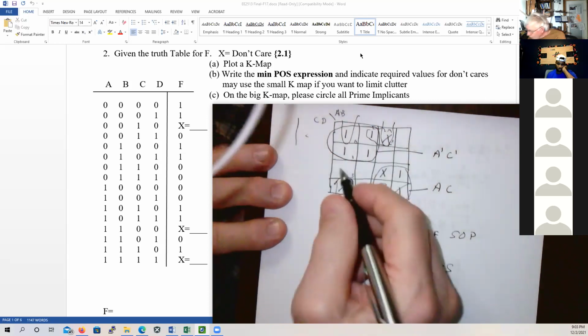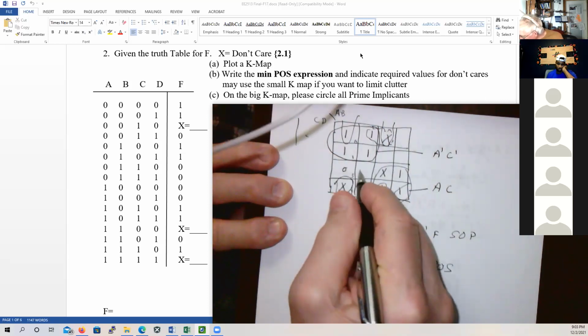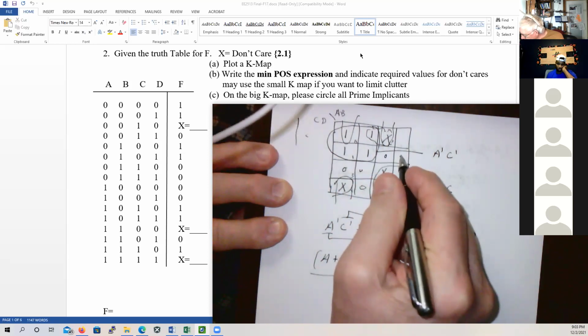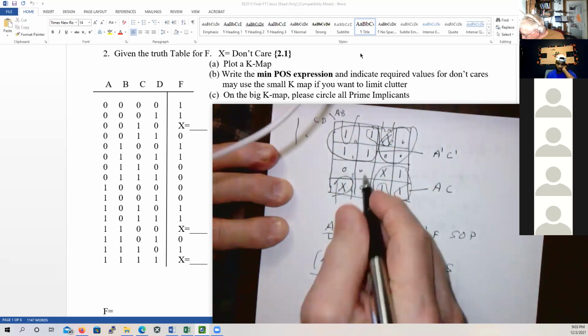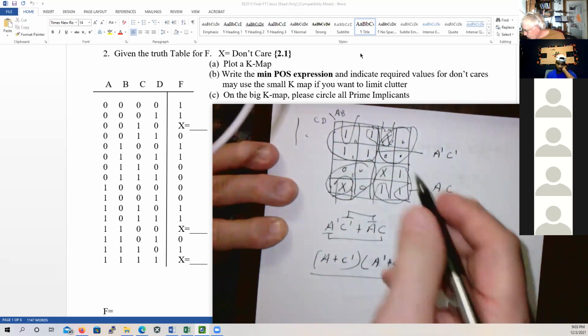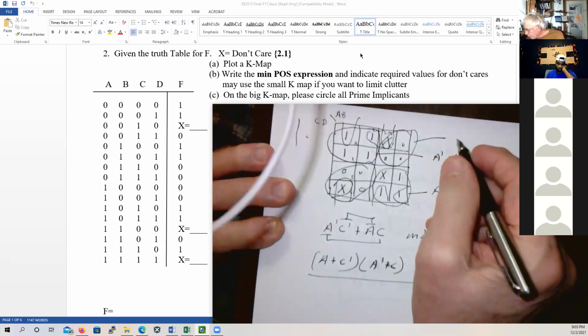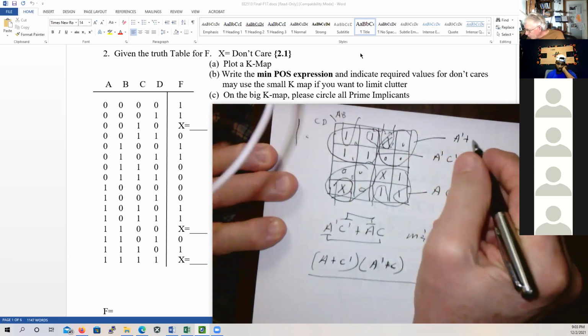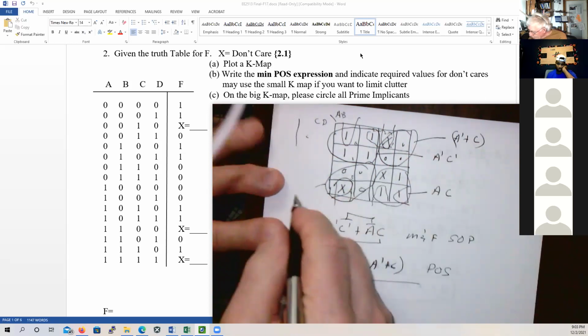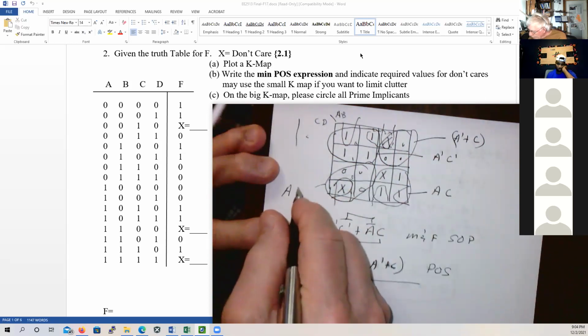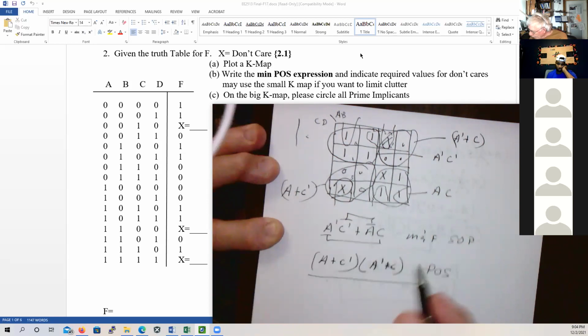Now I could also put the zeros in here and here and here, and I could draw a circle there and a circle there. That would be their solution. And I would write this would be A prime plus C, and this one would be A plus C prime. And I get the same thing.